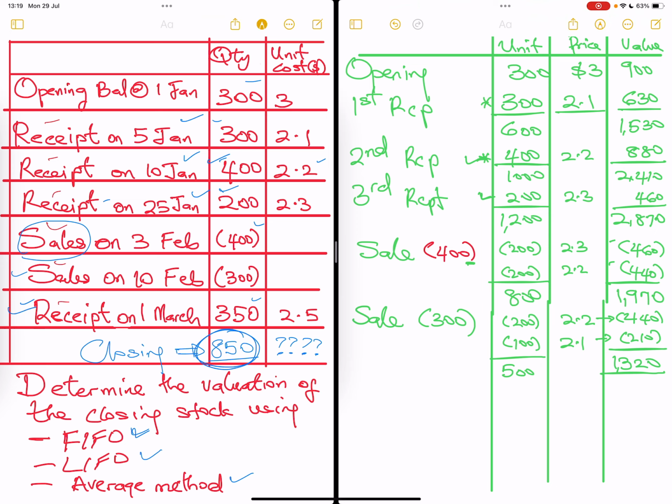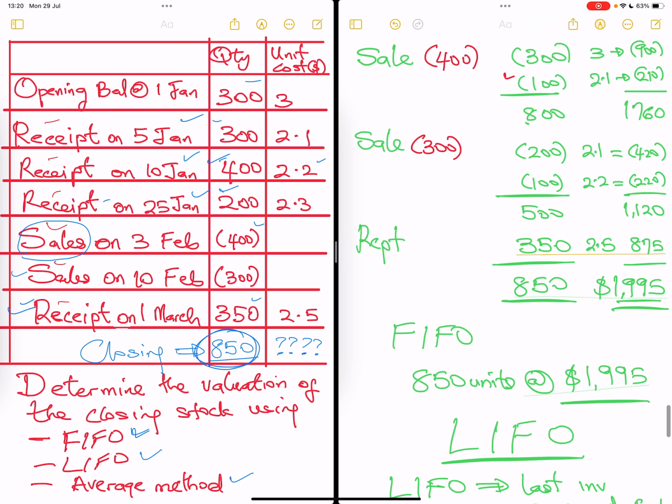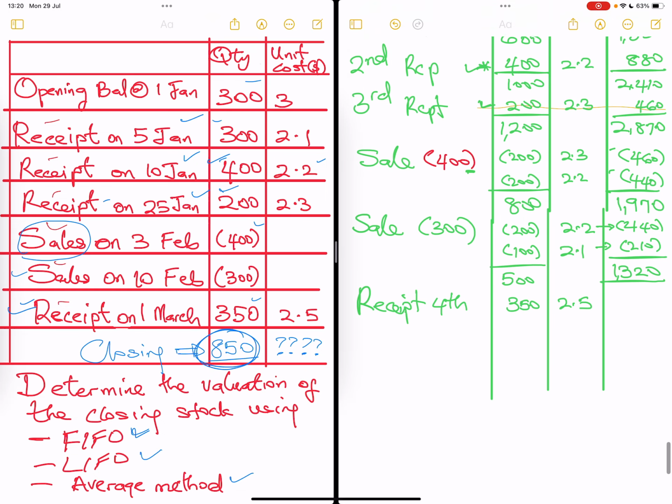And lastly, we bought again, so we had another receipt, which is the fourth one. How many units? 350 units. We bought at 2.5, and the value of that is 875. So this leaves us with 850 units at the end, and the valuation of that stock at the end will be 1320 plus 875. So using LIFO, the value of that stock is 2195.